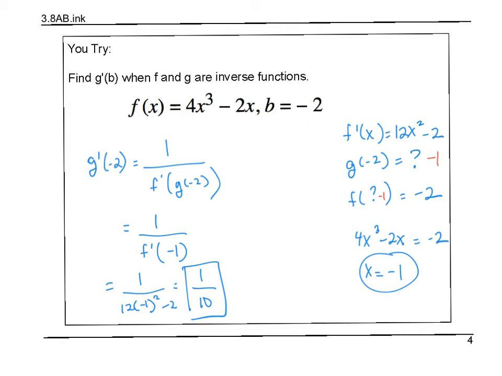So you should come to an answer of 1/10. The x value that we were looking for when f of something equals negative 2 was negative 1. Through guess and check, if you really get stuck, you could take 4x cubed minus 2x, add the 2 to the left, set equal to 0, and graph it.